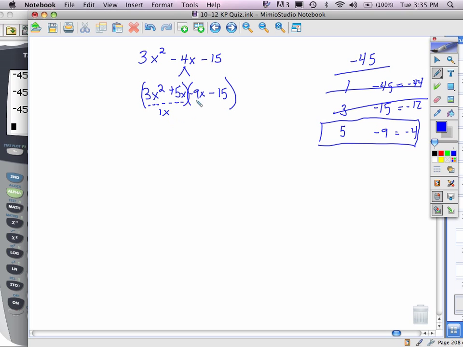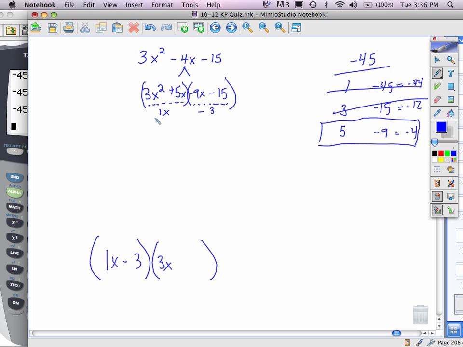What goes into 3 and 5? Well, the only number that goes into 3 and 5 is a 1. X squared and x, the common factor is x. Alright, if you want to know what goes into negative 9 and 15, well, 9 goes into 9, but it doesn't go into 15. 3 goes into both of those numbers. But notice, if this is negative, remember if that first term is negative, I've got to factor out a negative 3. So my final answer will be 1x minus 3.